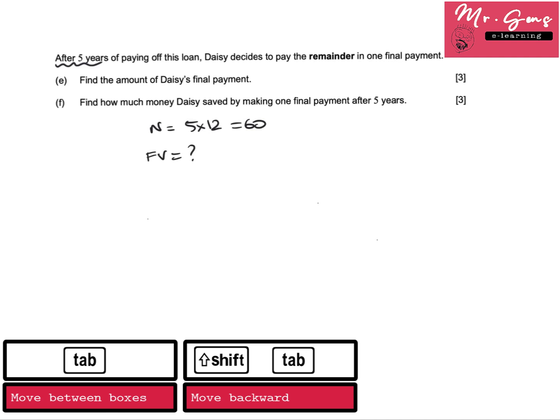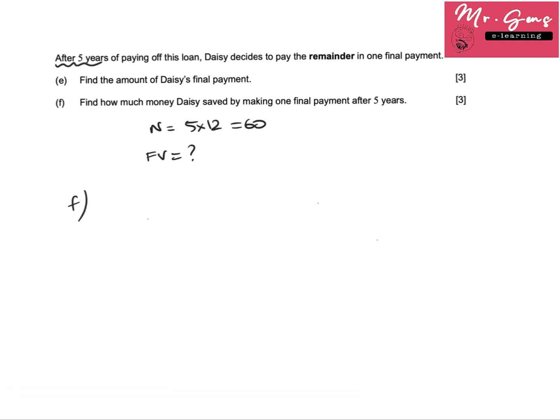Let's read the second part carefully. Daisy already made 60 payments of 1700. In addition to this, she is paying a final amount. Of course, the loan is paid off in 5 years rather than 10 years, so the interest rate will be lower than the previous one. The blue amount is the second option. The red amount is the first option. So we just need to find their difference.